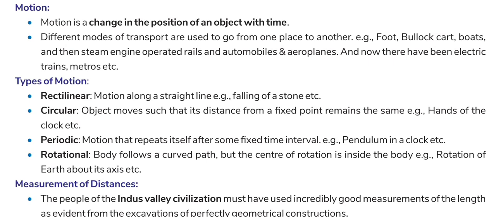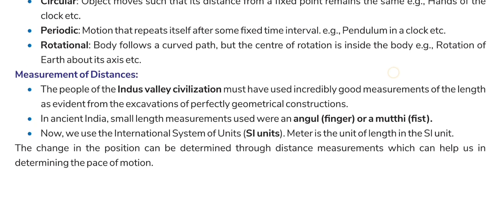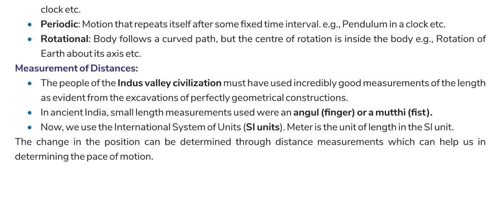Types of motion. Rectilinear. Motion along a straight line, e.g., falling of a stone, etc. Circular. Object moves such that its distance from a fixed point remains the same, e.g., hands of the clock, etc. Periodic. Motion that repeats itself after some fixed time interval, e.g., pendulum in clock, etc. Rotational. Body follows a curved path, but the center of rotation is inside the body, e.g., rotation of Earth about its axis, etc.